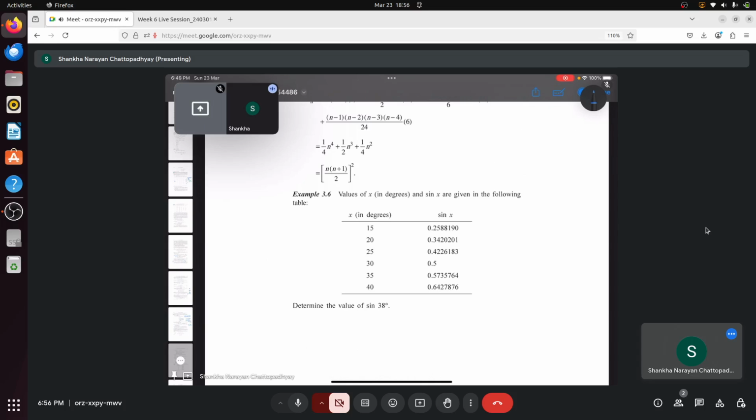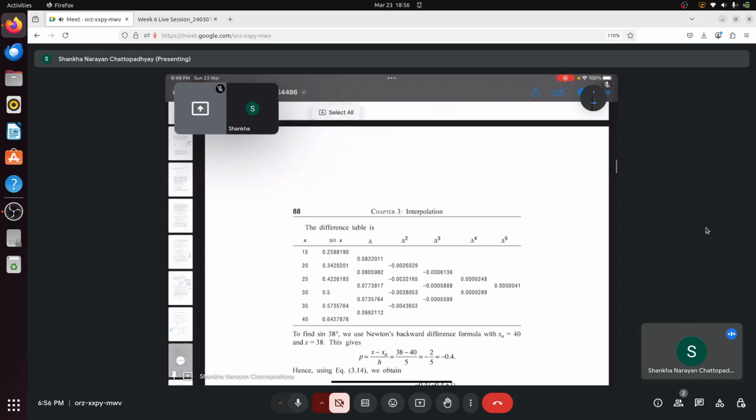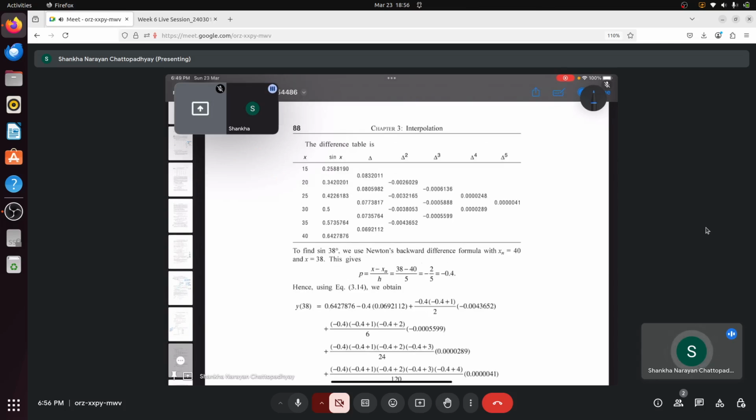Next, values of x in degrees and sin x are given in the following table. You need to determine the value of sin 38 degrees. So once again they are equispaced. What you have to do? That is a very nice problem. Once again the thing is the same.